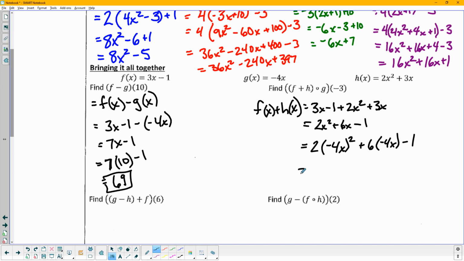I have to square that first one. So that's 16, and that's x squared. So that's going to be 32x squared. That's going to be minus 24x and minus 1. That's as simple as that goes, but I want to evaluate it at negative 3. So now I want to put a negative 3 in wherever I see an x.